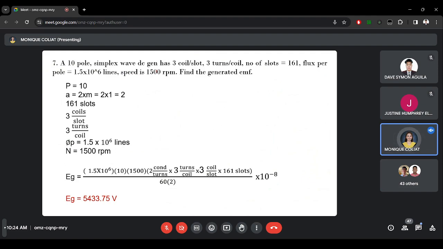So, parang kagaya lang din nung last time. Ano yung EG is equals to flux per pole, PNJ over 60A. Okay? So, a 10-pole simplex wave DC generator has 3 coil per slot, 3 turns per coil, and 161 number of slots. Flux per pole niya is 1.5 times 10 raised to 6 lines, and the speed is 1,500 RPM. Find the generated EMF.